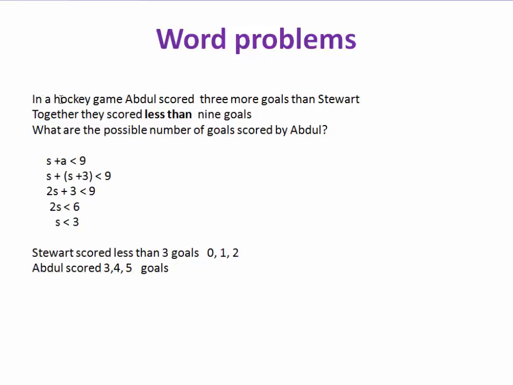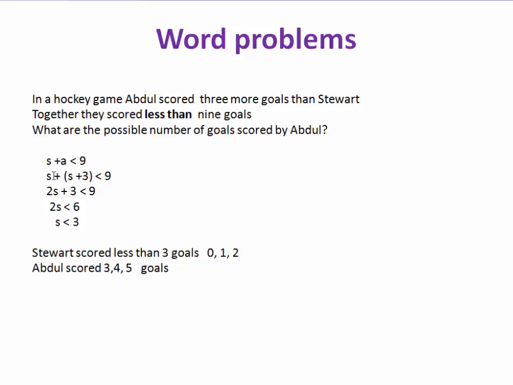Here's another word problem, a hockey game. Abdul scores 3 more goals than Stuart. Together they scored less than 9 goals, so this is important. This is our inequality, less than. Our 9 goals is our total at the end of the inequality. What is the possible number of goals scored by Abdul? So Stuart's and Abdul's goals are going to be less than 9.